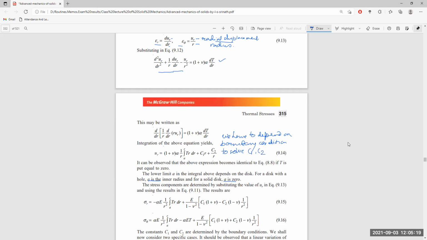Now, the lower limit of the integration can be a, where a is the radius of the hole if there is a hole. And for a solid disk, a is equal to 0. Then for a solid disk, we have to integrate from 0 to r itself. Now, the stress component is determined by substituting the value of the integral. We have to put this value in the stress components sigma r and sigma theta.